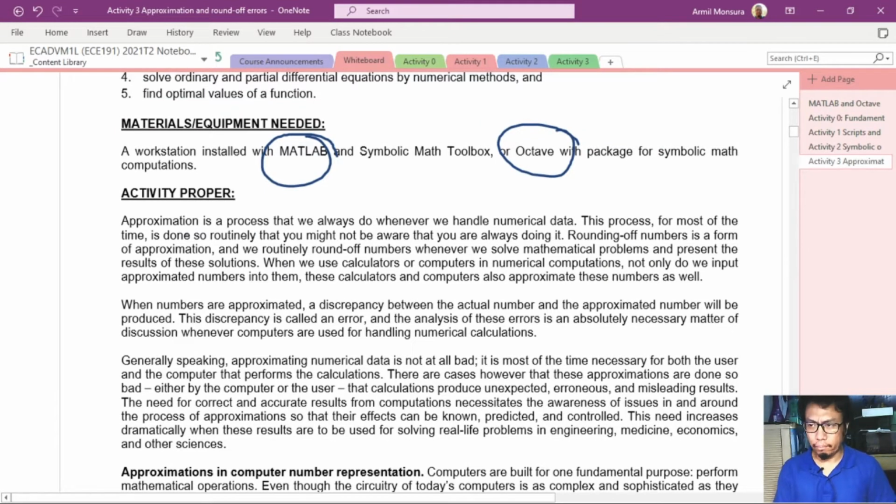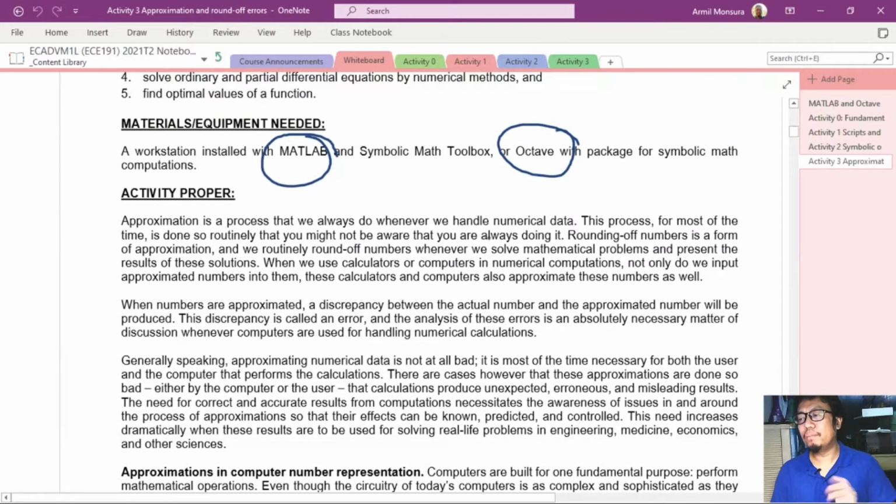Approximation is a process that we always do whenever we handle numerical data. We always do approximation. For example, when you solve problems in your quizzes or in your exams in many of your courses, and even during high school and elementary years, most of the time you are doing approximation even if you're not aware of it.